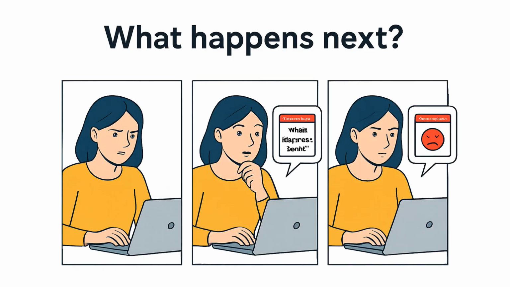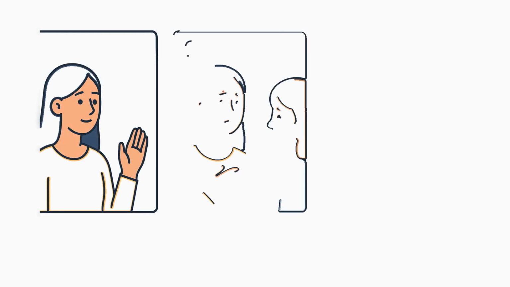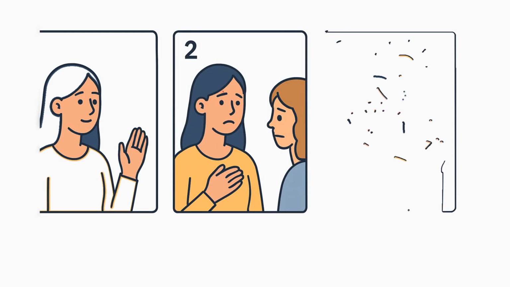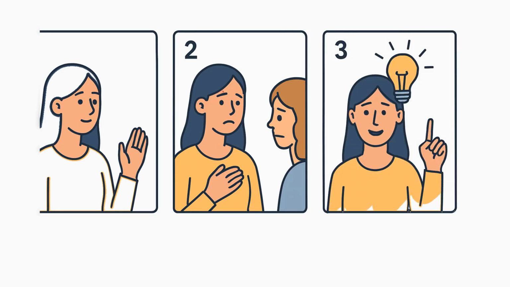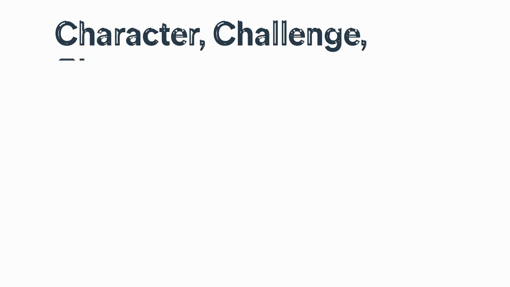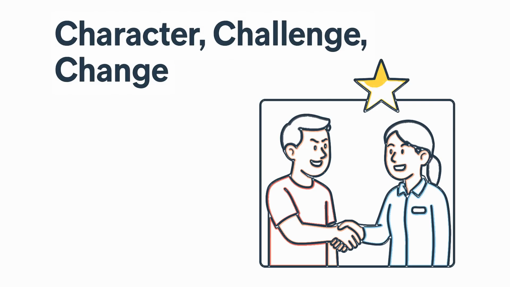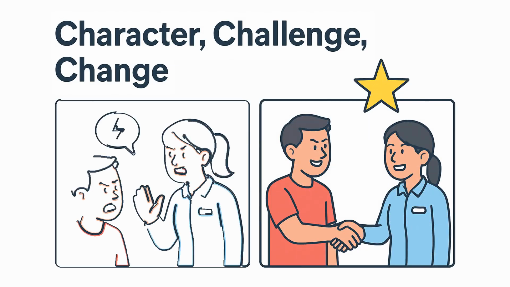Third, change. This is where the learning happens. Show how the character uses the skill you're teaching. Walk through the steps, the options, and even a few mistakes. Then, show the result. Maya uses a calm tone, follows the empathy script, and turns the angry customer into a loyal fan. That's it. Character, challenge, change.